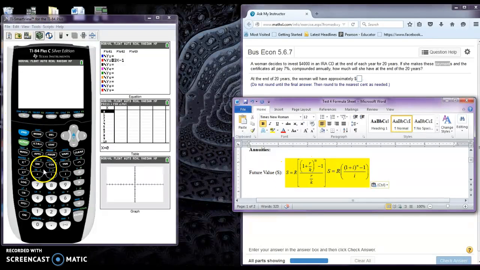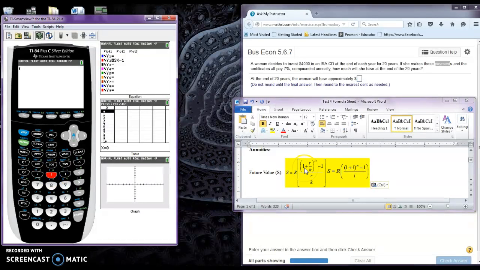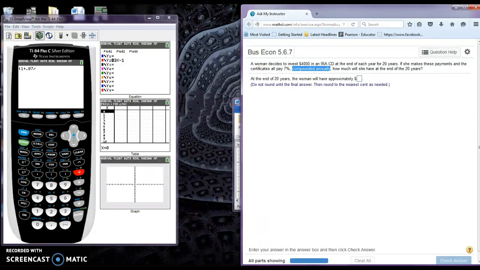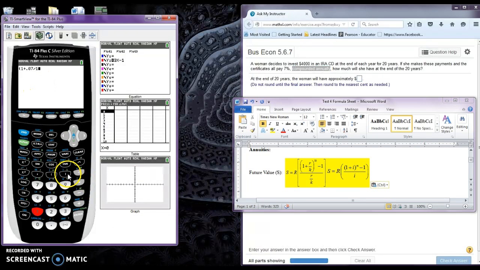So the first thing I want to do is parentheses. I'm going to do 1 plus. Now R is the rate, the interest rate. So for us we have 7%, so that's 0.07. And then I would divide that by my K, my compounding periods. How often is this compounded per year? It is compounded annually. So that's just a 1. So I only need to put divided by 1. Technically I could leave that off. I don't even really need that. So there's what's in my parentheses. I could go ahead and hit enter on that if I want to. 1.07, pretty simple.